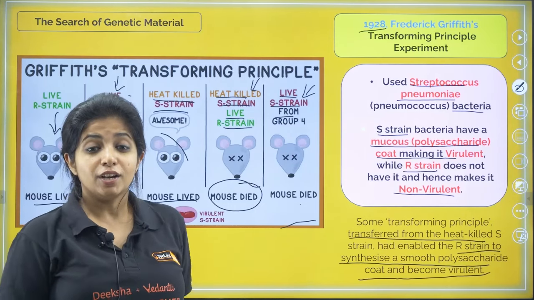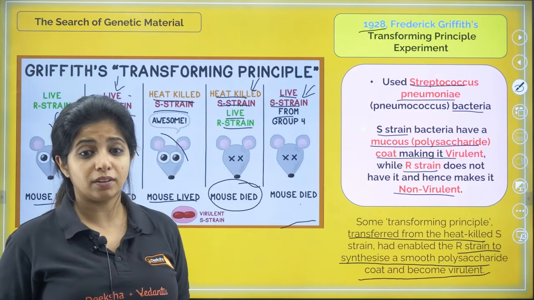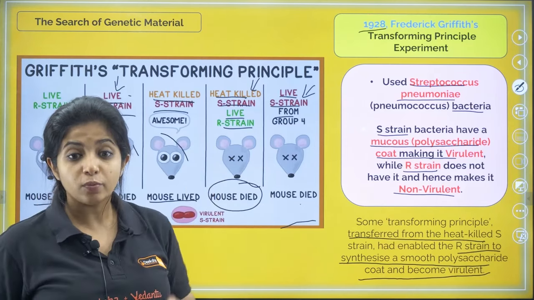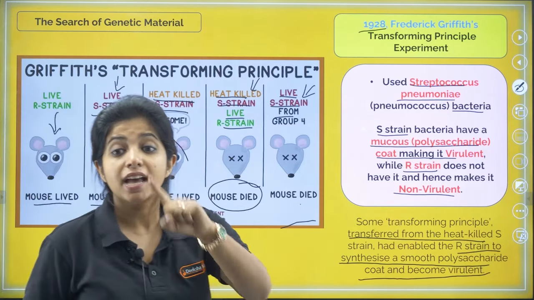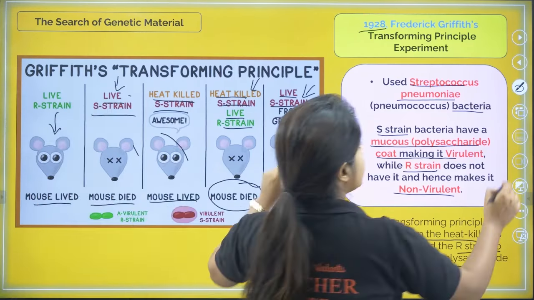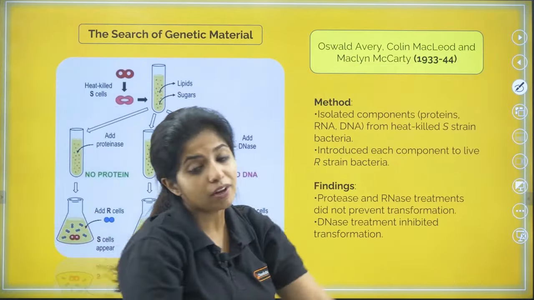The live S strain. So he didn't understand what that thing was. He called this the transforming principle. When did this happen? In the year 1928. Griffith did it, Frederick Griffith did it. And this was the first experiment in the search for genetic material.